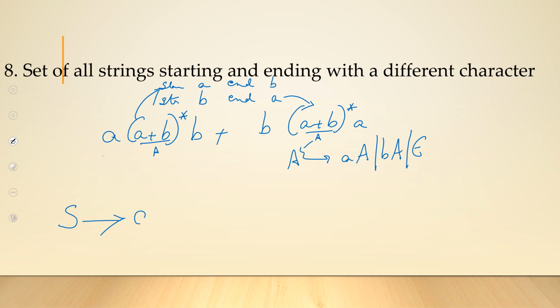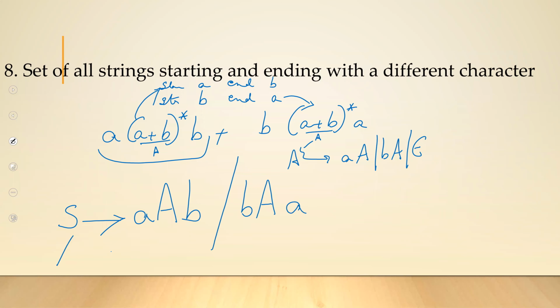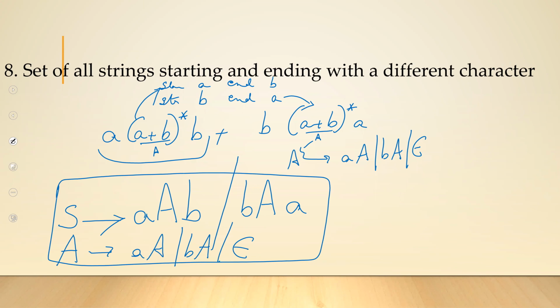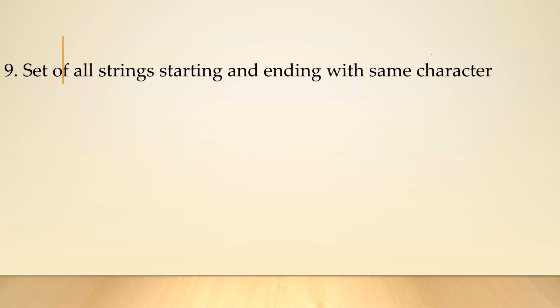I'll write this part first. A, and then my capital A, and then my B. Or it can be B, starting with B, in between anything, and then an A. What is my capital A? My capital A is nothing but AA or BA or epsilon. This is my grammar for the set of all strings starting and ending with a different character.